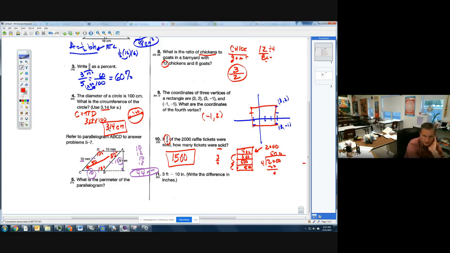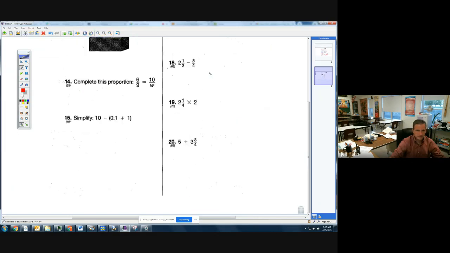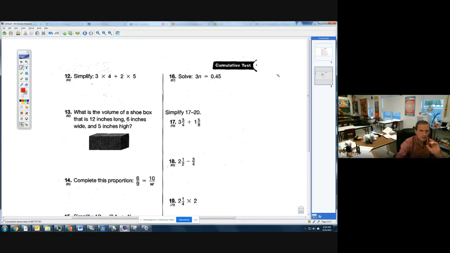Problem number 11, write the difference in inches. 3 feet minus 10 inches. Remember, since we're doing it in inches, we need to change them to the same unit of measurement. There are 12 inches in 1 foot. So if I have 3 of these, I have 3 times 12 inches, so it's 36 inches minus the 10 inches I'm taking away, gives me 26 inches left over. Well, we're making some serious progress now, kids.